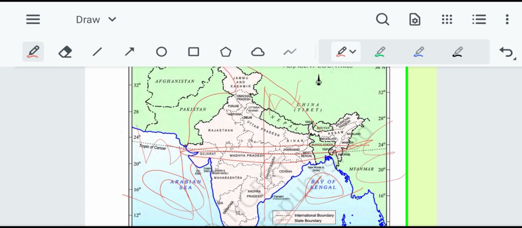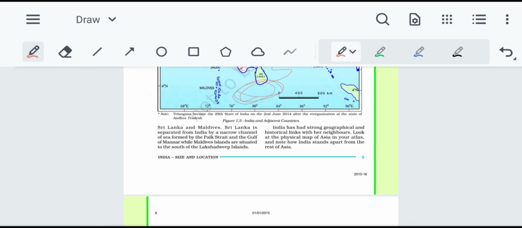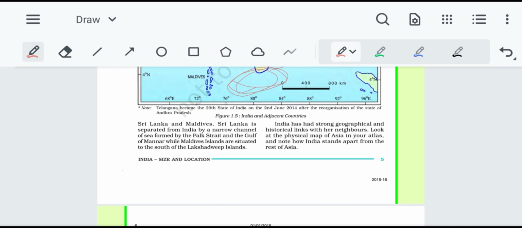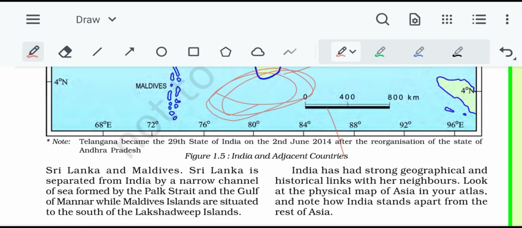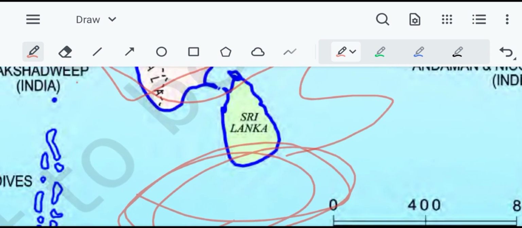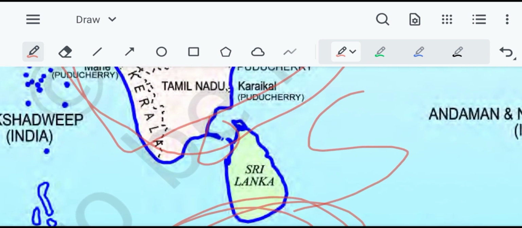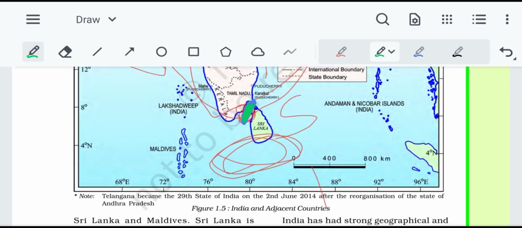Remember these directions also. After it, Sri Lanka and the Maldives. Sri Lanka is separated from India by a narrow channel, and the name of this narrow channel is the Gulf of Mannar. This is the narrow strip, and the name of this narrow strip is the Gulf of Mannar. You can see it here by this green line.